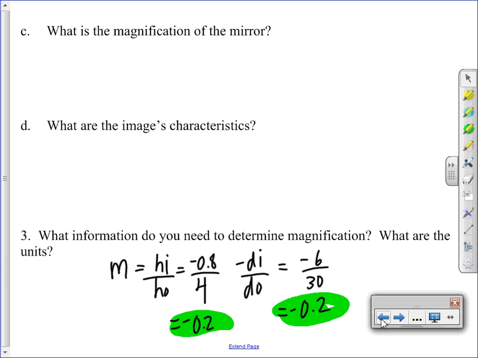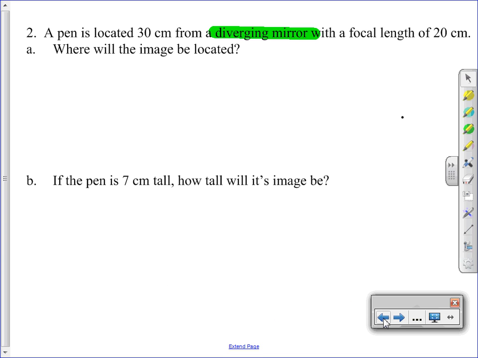I've said it once, sometimes you don't hear me the first time. If the question has to do with a diverging mirror, skip it and go to the next one. And you've got lots of questions there to get through. And next time we come together, we'll look at that.